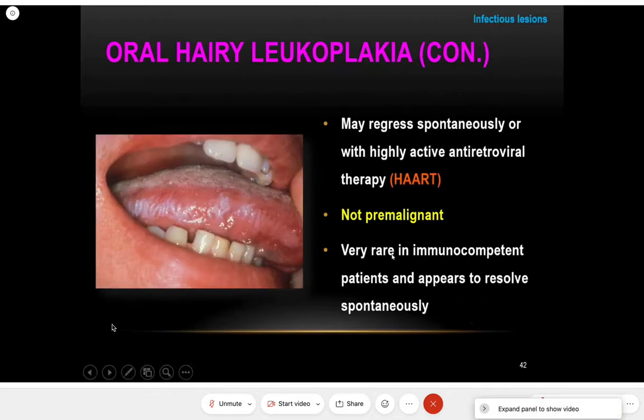So just diagnose and try to find out the health status of the patient and refer them for treatment. If they receive the HAART group of medication, they will respond well and the lesion will disappear. No relation with malignancy. Some immunocompetent or strong patients are reported to show this lesion as well, but it disappears by itself, spontaneously. No need for treatment.